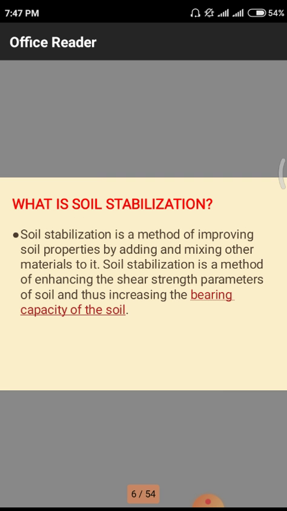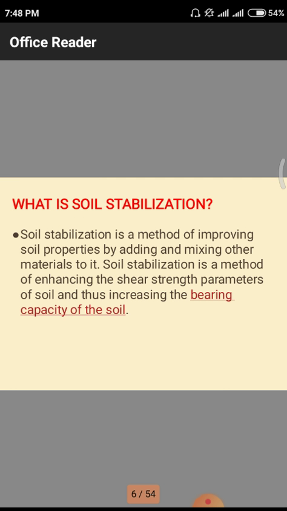Next one, what is soil stabilization? In the previous slide we observed the different stabilizations, particle to particle. But soil stabilization is a method of improving soil properties. That means before stabilization the soil has some weak properties. After stabilization we get properties which are greater than the normal level. So stabilization has some advantages compared to normal soils.